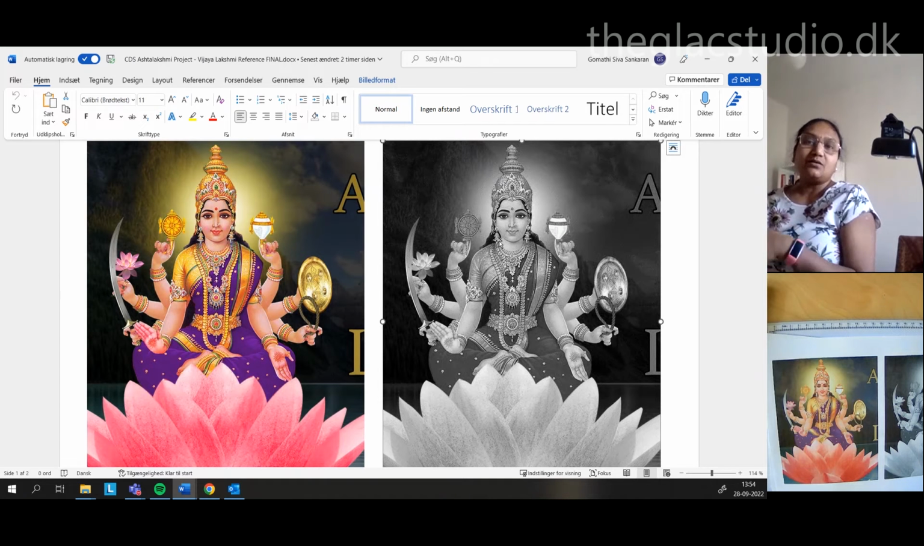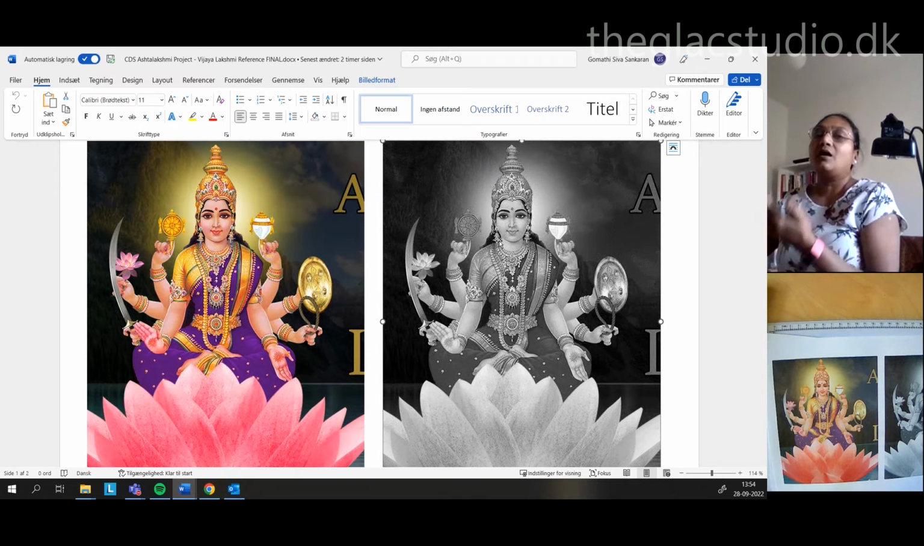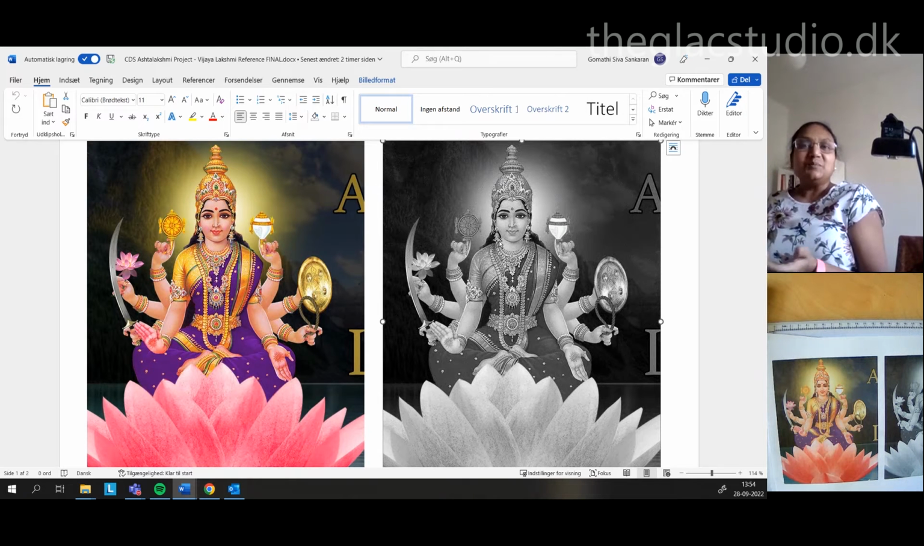The color is always there on the left hand side for us to get motivated to color up, brighten up the picture whenever we want. But the depth must be there.